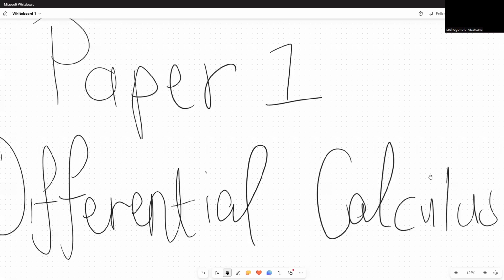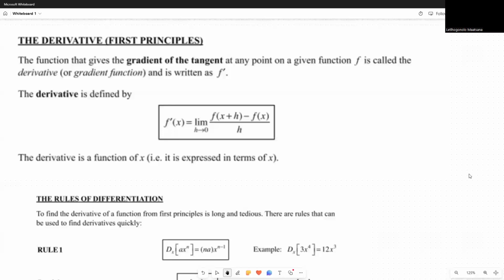Hi, we'll be going over how to look at differential calculus questions for our paper 1. The question asks you to give the derivative using the first principle. This is the equation that they want to use.